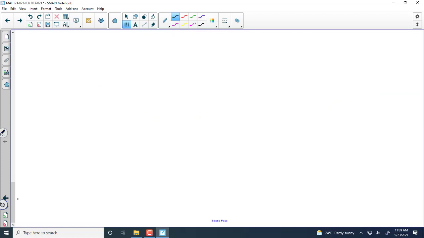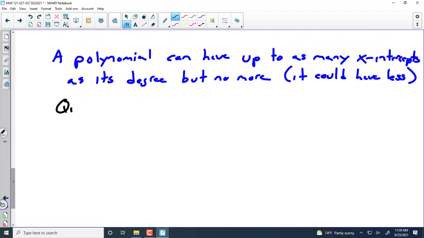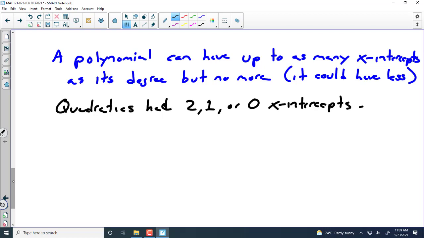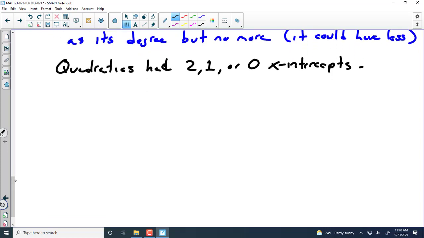Oh, wait. Quadratics. Quadratics had 2, 1, or 0 x-intercepts. That's the best example of this right here. Any polynomial you ever draw can have as many x-intercepts as its degree, but it will never have more. So a quadratic is a degree 2 polynomial, so it could have 2 x-intercepts. But did that mean it had to have 2 x-intercepts? No, it could have had just 1, or it could have had none. So anytime you draw a polynomial and you're wondering about its x-intercepts, you can never say it has more x-intercepts than its degree. Never. So here's a polynomial.